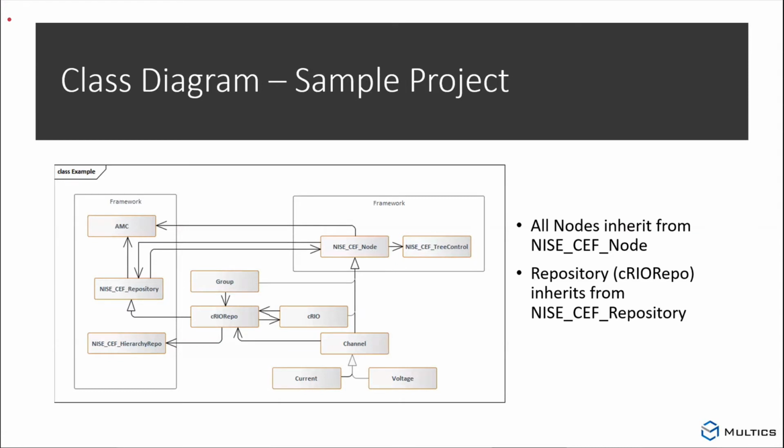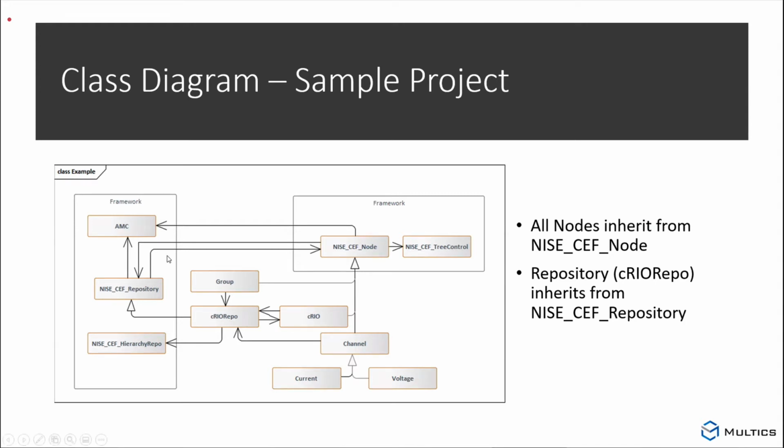So this is a class diagram of what a sample project will look like. There are two important things in here. It's the NI Systems Engineering CEF node, which is a node or a channel which you need to override for your channel or node. And then you also have a repository node, which tells the framework how to save your configuration and also read it back.